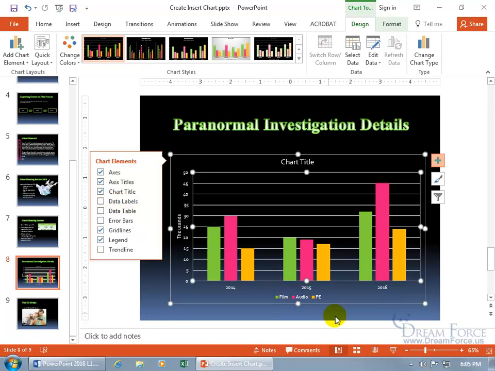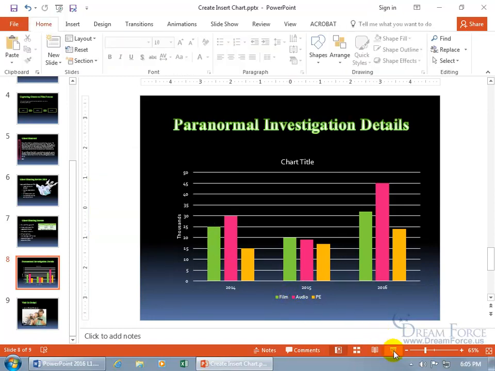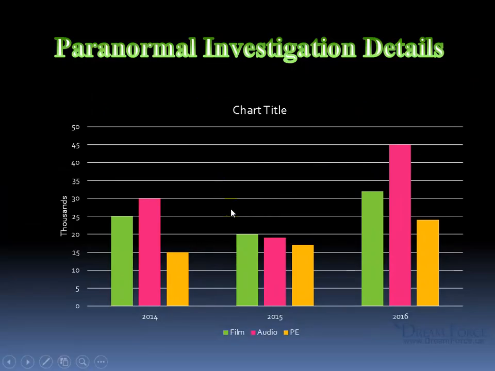Let me go ahead and start my slideshow. Come down below on the status bar and click on slideshow. There you go. When you're giving your slideshow and you say, okay, in 2015 we caught ghost audio, it's this bar right here, and somebody shouts out, how many is that? You're like, well, it's almost 20 right there. And almost isn't good enough. I want to know exactly what it is. Is it 18, 19? Oh, that's annoying.